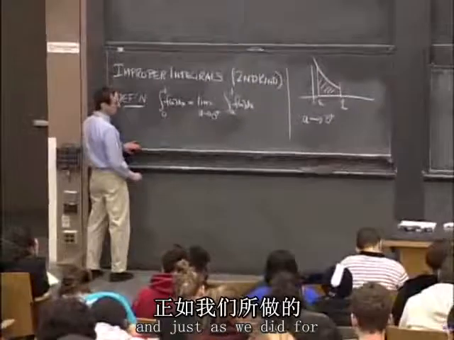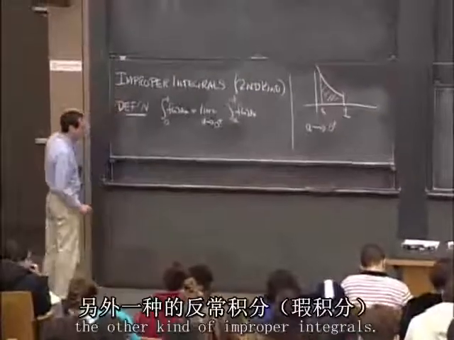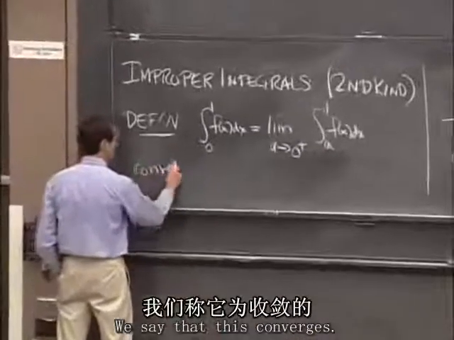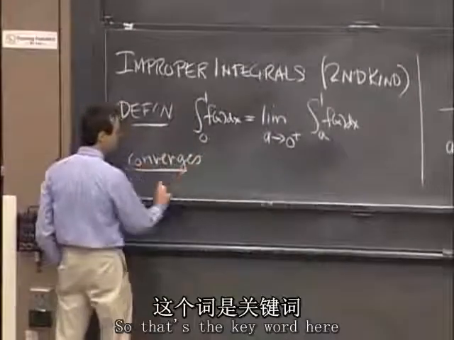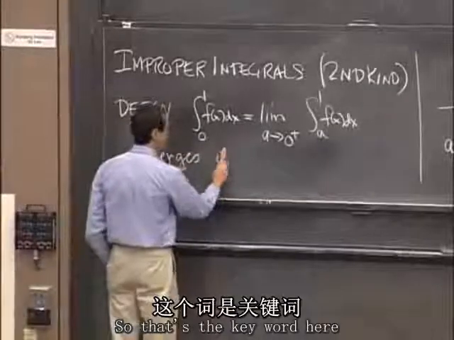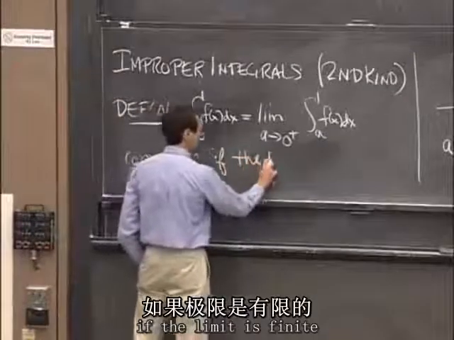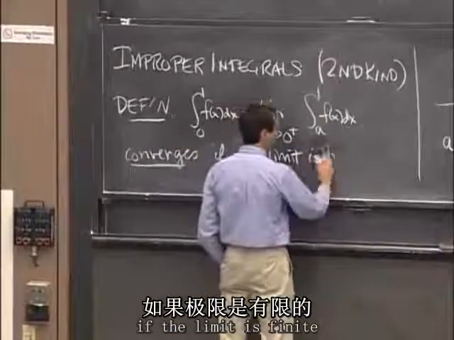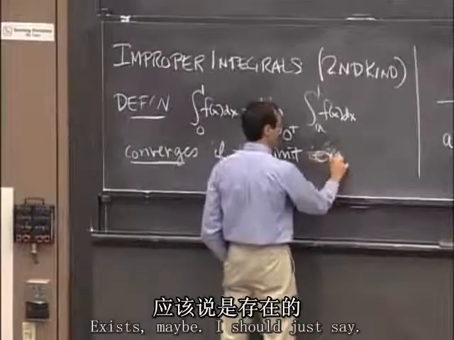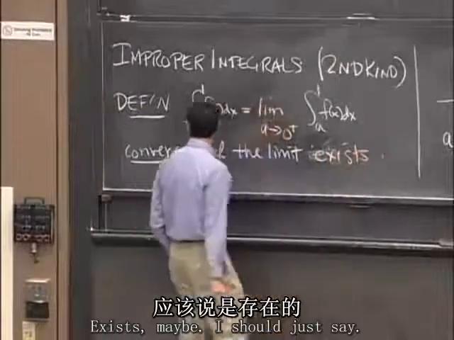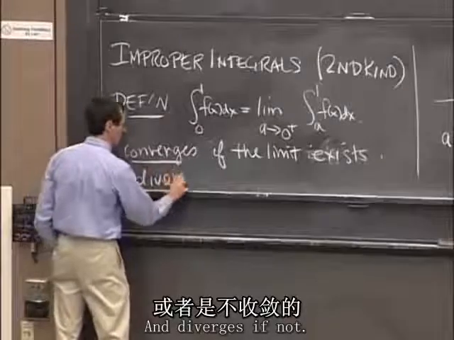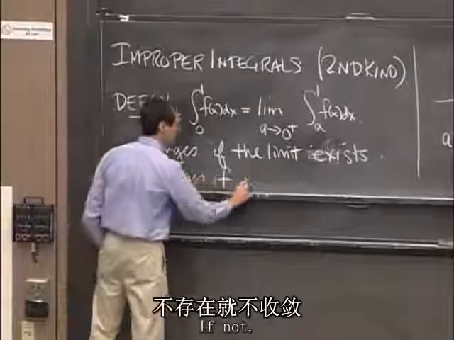And just as we did for the other kind of improper integral, we say that this converges. So that's the key word here, if the limit exists, and diverges if not.